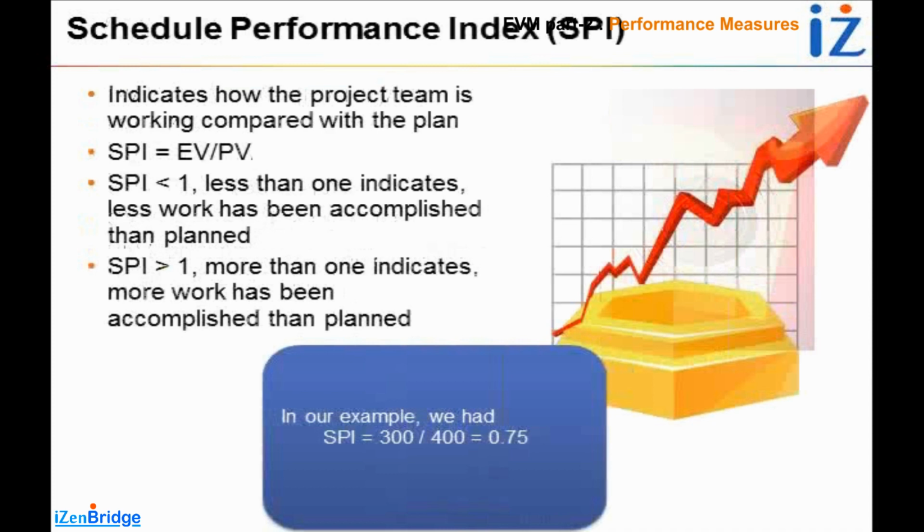AC is not included. So for the schedule performance index, if you divide the earned value by the planned value, it comes out as SPI. If it is less than 1, it indicates less work has been accomplished than planned. If it is more than 1, it indicates that we have done more work than planned. For our project, it is 0.75. So we have only done 75% of the work originally planned.